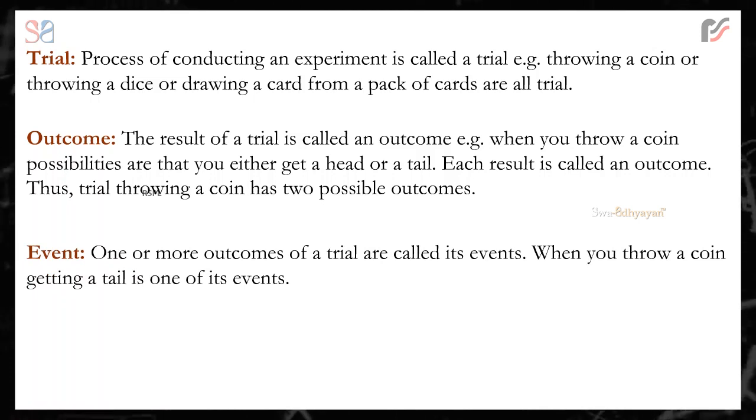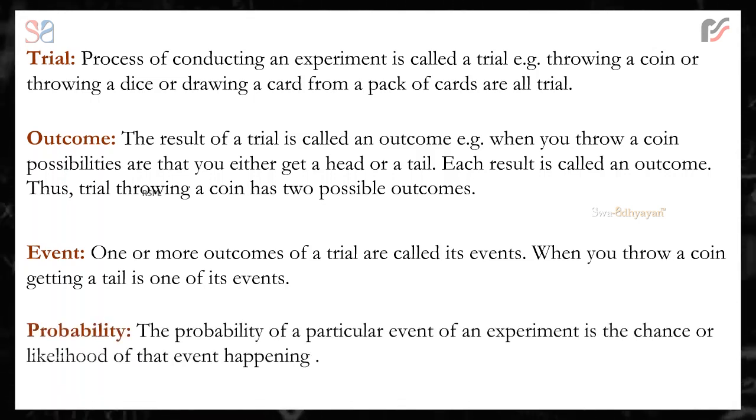Event. One or more outcomes of a trial are called its events. When you throw a coin, getting a tail is one of its events. Probability. The probability of a particular event of an experiment is the chance or likelihood of that event happening.